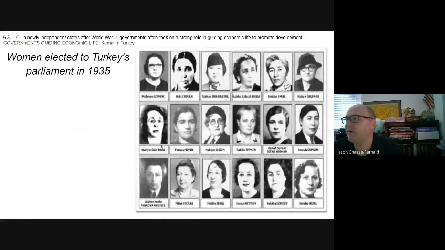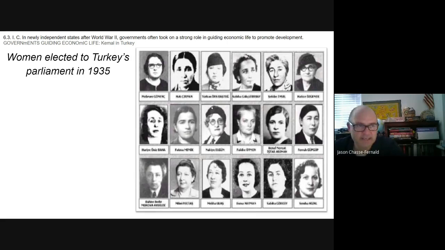By the time we get there, Turkish women appear in the streets without a veil. So what do we see as soon as women are given the right to vote? By 1935, we see over a dozen women, 18 women, elected to Parliament.